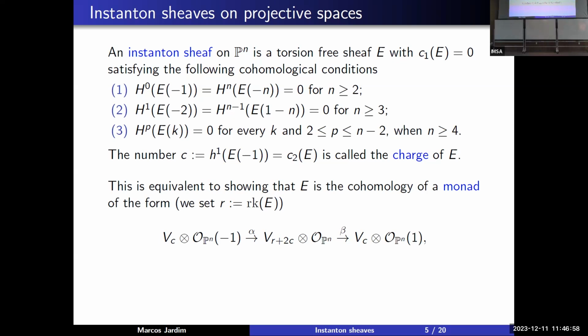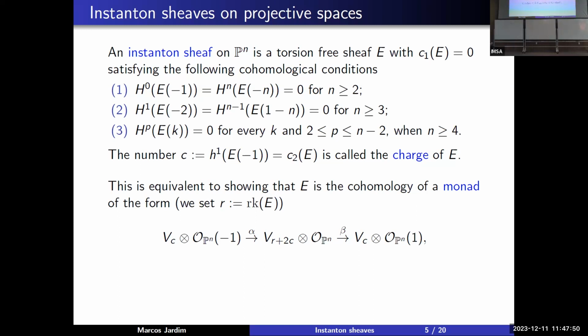Some of these cohomological conditions are reminiscent of the physics. They come about because they reflect the fact that some field equations have no solution. I forget the right physics words, but it's something like the Laplacian on a positive curvature space has no solutions, so that's reflected in this cohomological condition. So this is the definition of an instanton sheaf, which generalizes the holomorphic bundle that appeared in the original paper by ADHM.